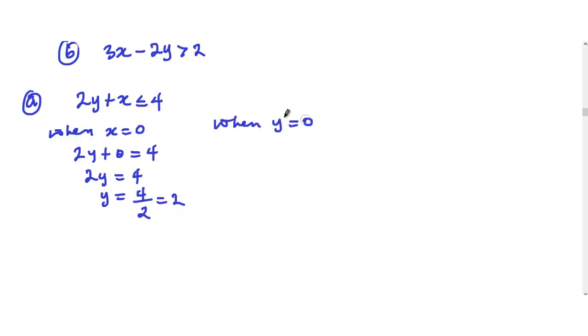All right. So then when y is equal to 0, then we can say that 2 into bracket 0 plus x is equal to 4. So 2 times 0 is 0, so x is equal to 4. So the coordinate for this one is 4 comma 0, while the coordinate of the intercept for the other one is 0 comma 2.